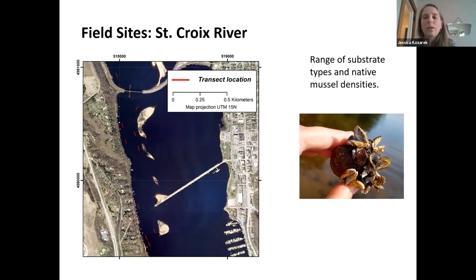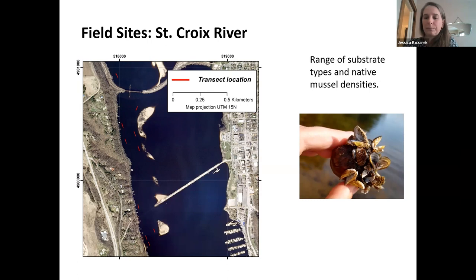The picture on the right here is a picture of a native mussel that's covered in zebra mussels. And this is really one of the big risks to the native mussels, is the fact that the zebra mussels will actually colonize the native mussels themselves.